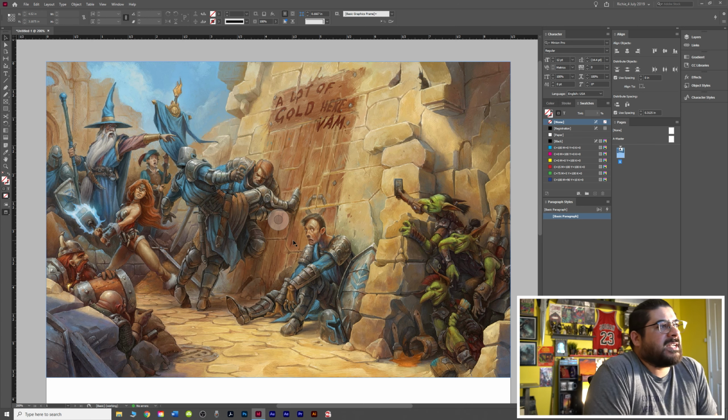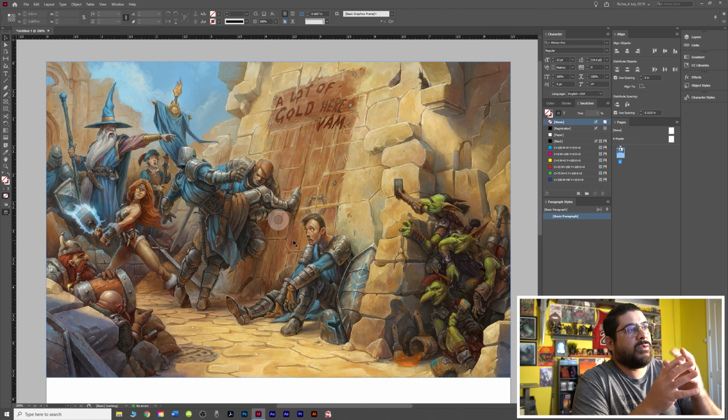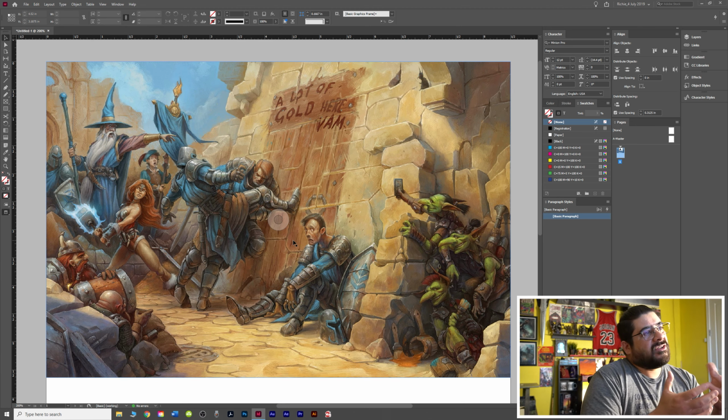So let's just see what's here. What really stands out is the words, okay? Because that's the only text on the screen. A lot of gold here. Vam. I'm thinking vampire, but maybe that's just the name, okay? But I'm thinking like the rest of the letters were left out, okay? It looks like it was painted, perhaps in blood. It has this reddish color to it. A lot of gold here.